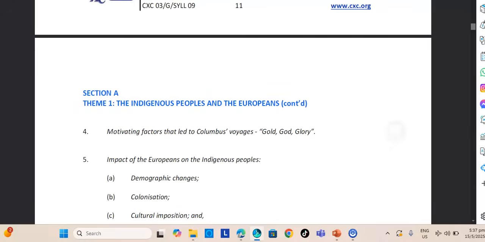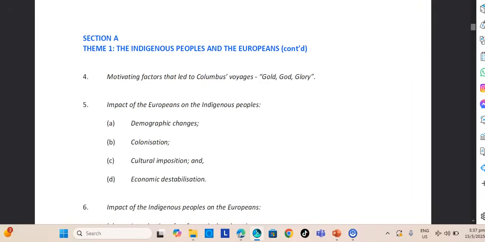Now we are going to look at motivating factors that led to Columbus' voyages: gold, God, glory. Now we're going to look at the first voyage, gold, which also means economic motives. Europeans, particularly Spain, were seeking new trade routes to Asia for spices, silk, and other valuable goods. Columbus promised access to riches, including gold and other precious resources believed to be abundant in the lands he sought. The potential for economic gain through resource extraction and trade drove funding and support for his expeditions.